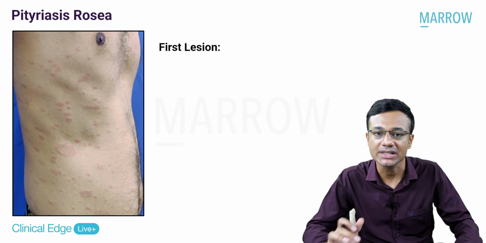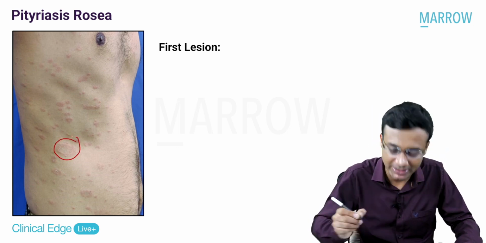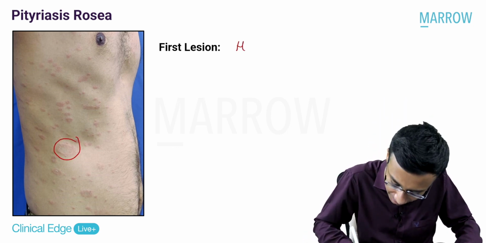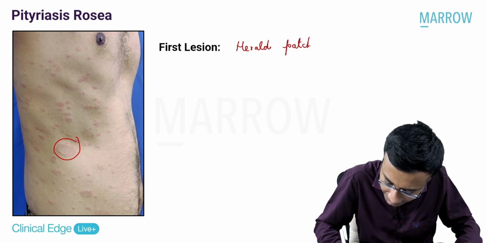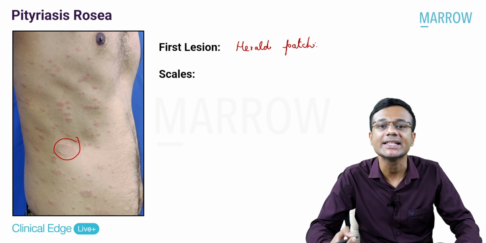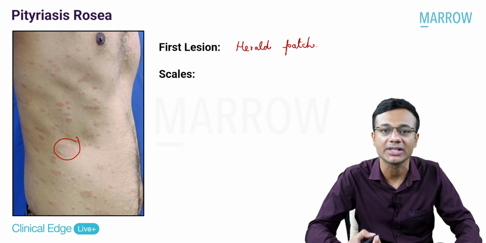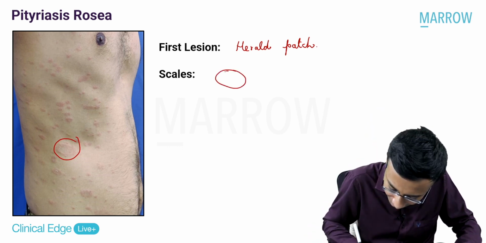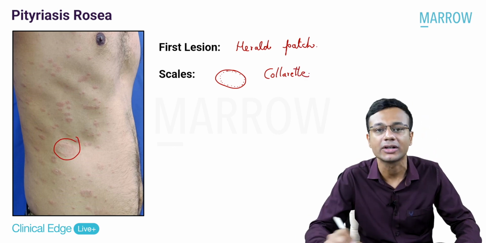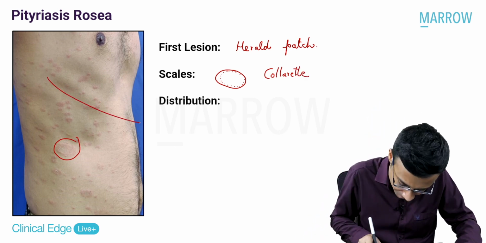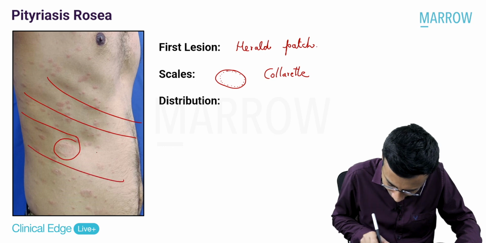Number one, the first lesion in pityriasis rosea, as we can see here, is referred to as a herald patch. Point number two, the scales of pityriasis rosea, very difficult to appreciate in this picture. It is going to be described like the collar of a neck. That's why this is referred to as collarette of scales, and the distribution we can see along the lines of Langer.